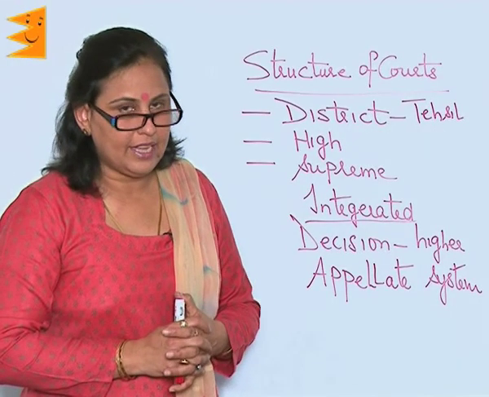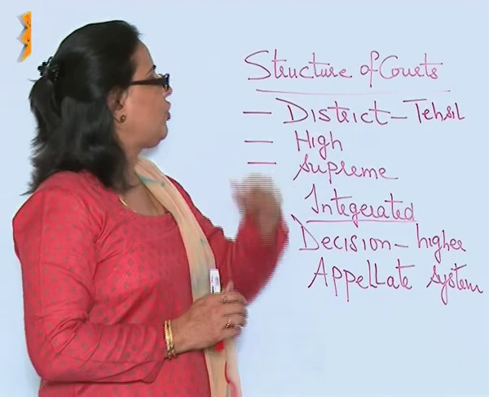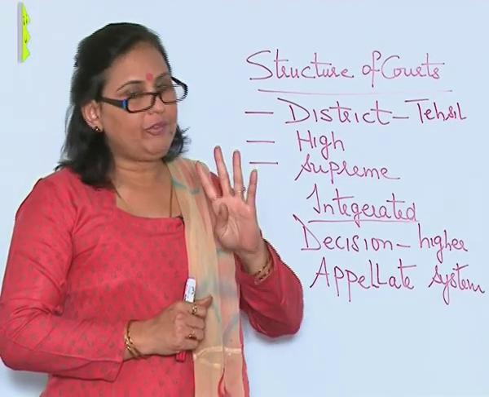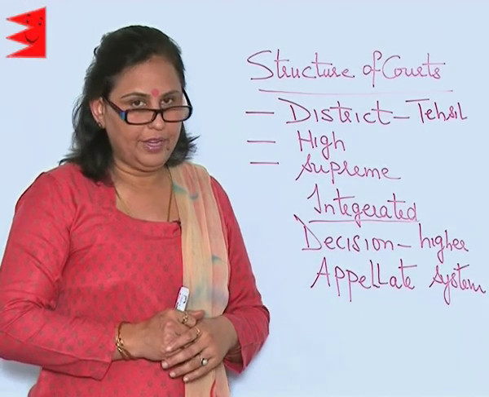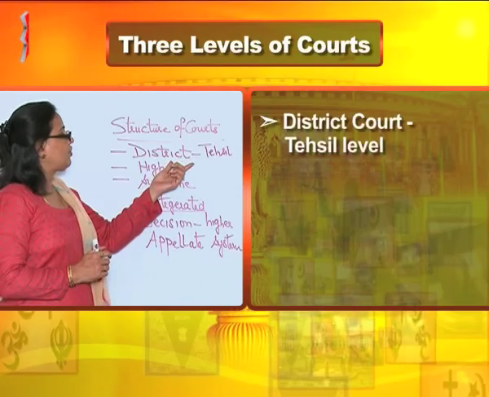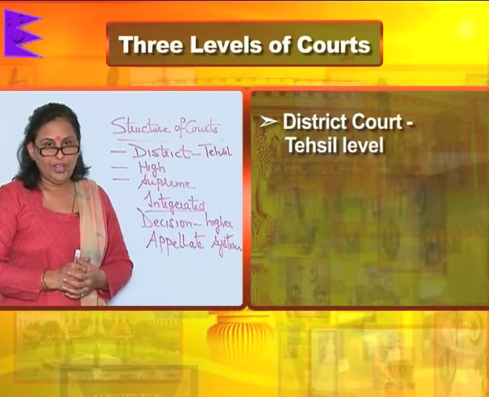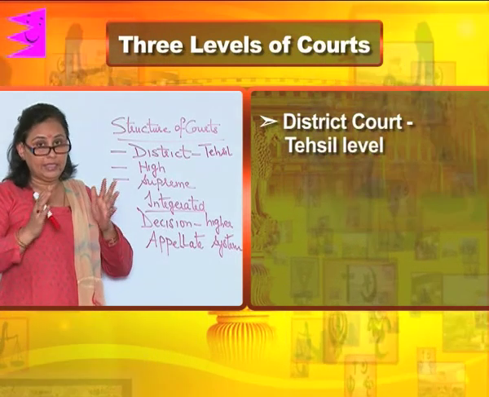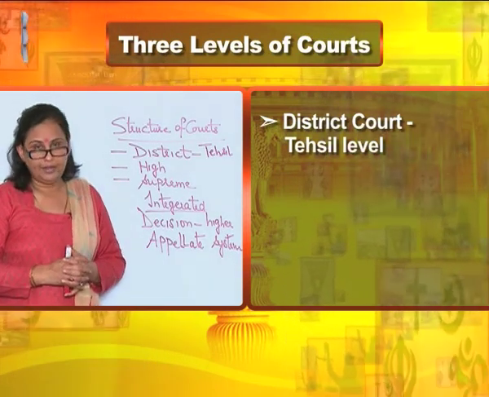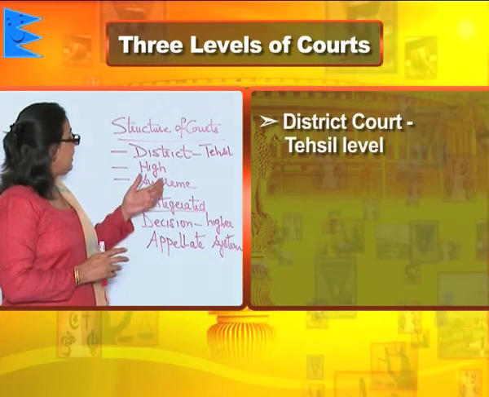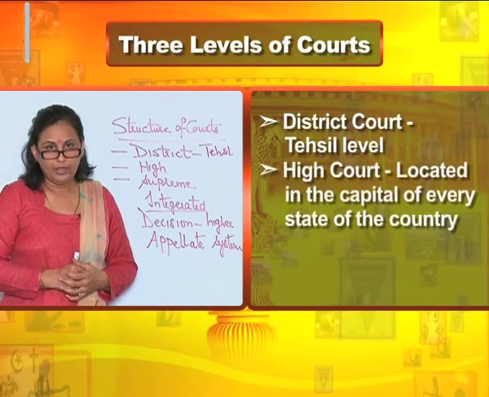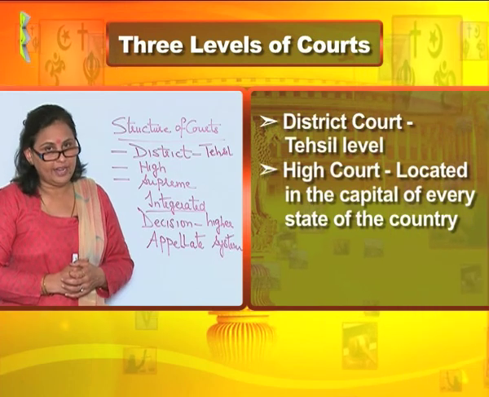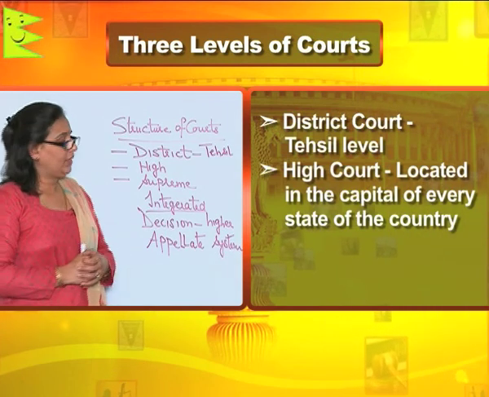Now we shall discuss the structure of the courts in India. There are three levels of court in the country. First is the district court, which is generally at the tehsil level, and many cities and towns come under it. The second court is the high court, which is there in the capital of every state of the country.